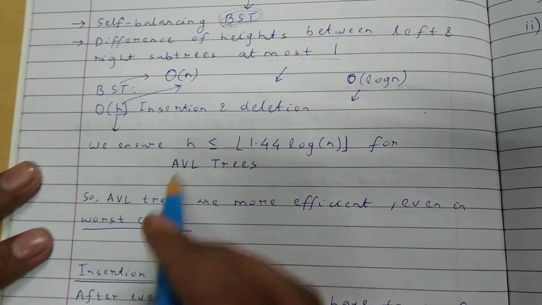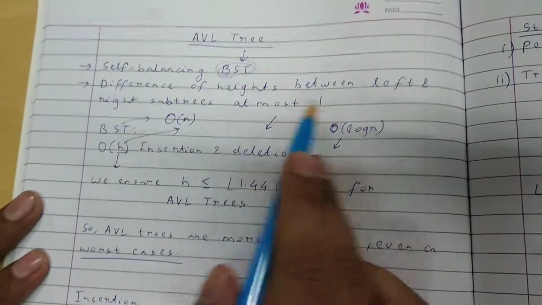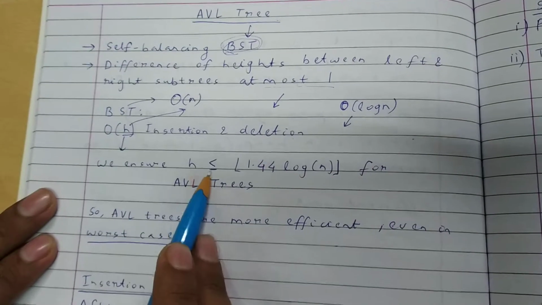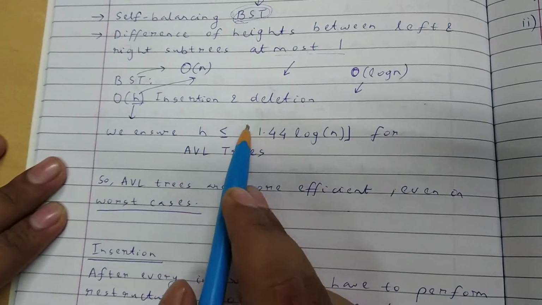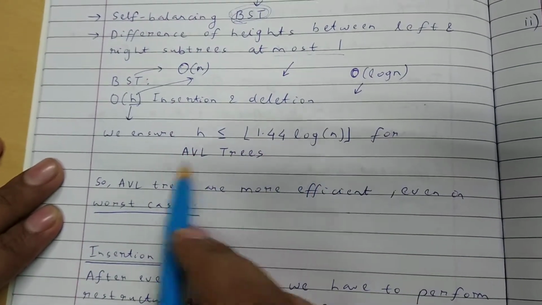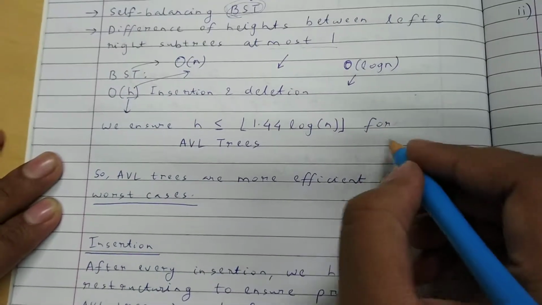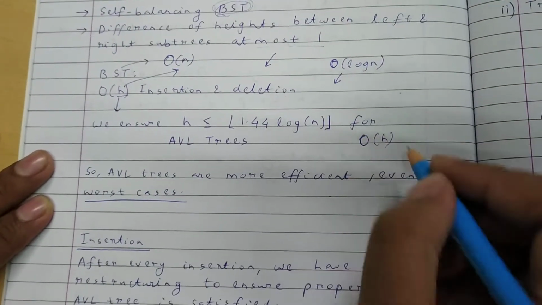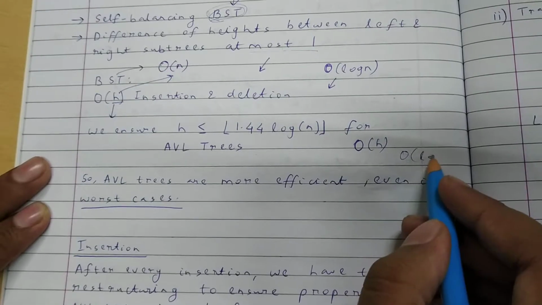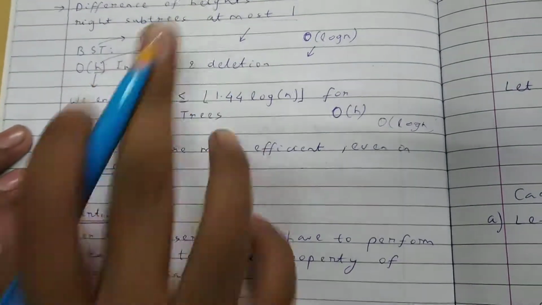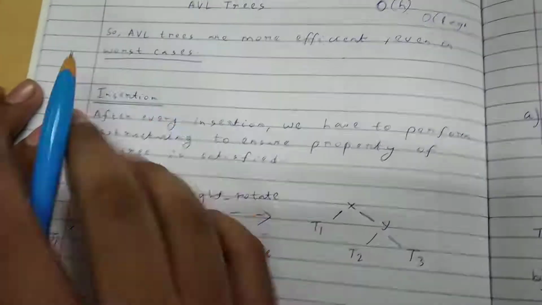In an AVL tree, because of the condition that the height difference is at most 1, we ensure that the height has a maximum of floor of 1.4 log n. For AVL trees, since search is O(H), your search will always be O(log n). That's why AVL trees are much better than binary search trees, even in worst cases.